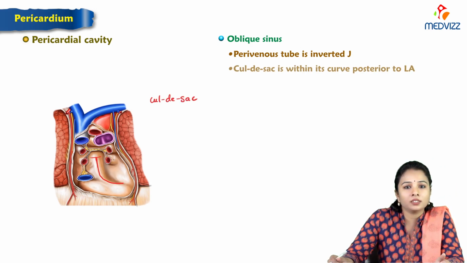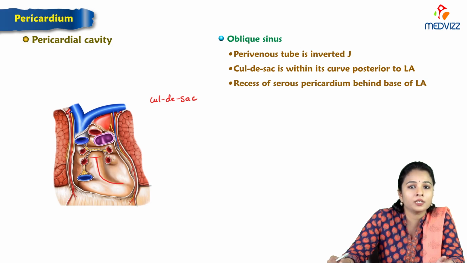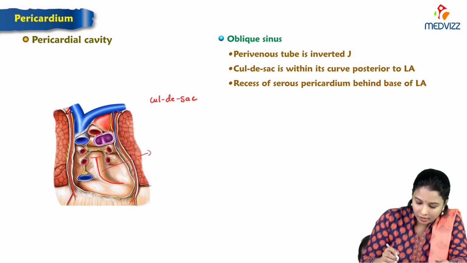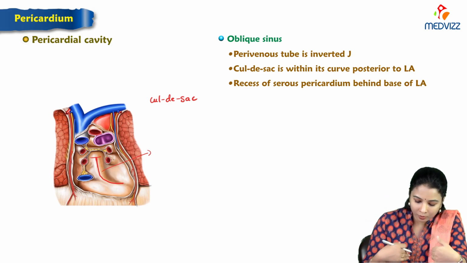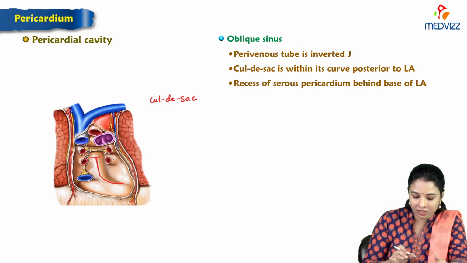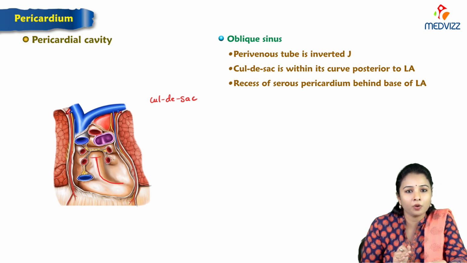It is covered posterior to the left atrium. So it is present posterior to the left atrium and it is termed the oblique sinus. The oblique sinus of the pericardium is the recess of serous pericardium behind the base of the heart, actually behind the left atrium. So this is the left atrium. Here the heart is removed, and the left atrium is removed, exposing the oblique sinus. So anterior structures are not seen. Anteriorly it is related to the left atrium of the heart.